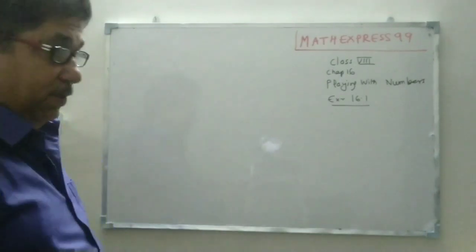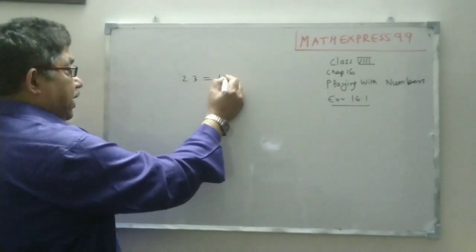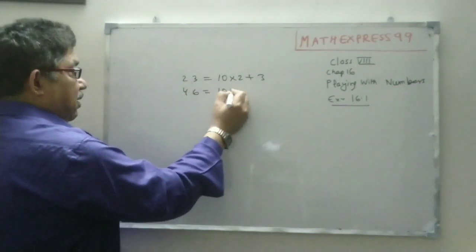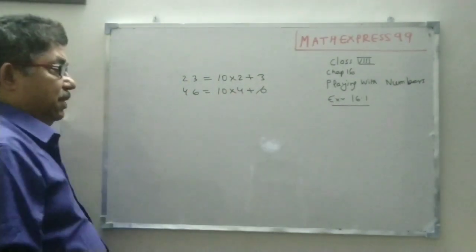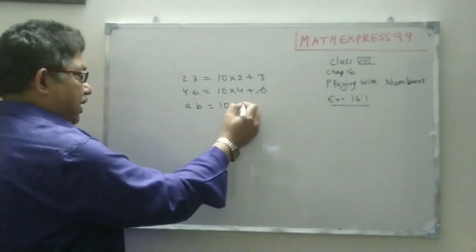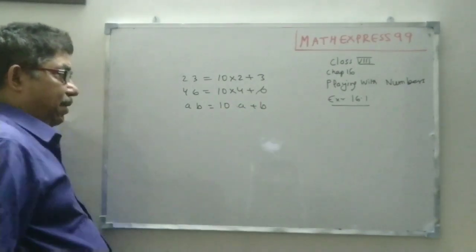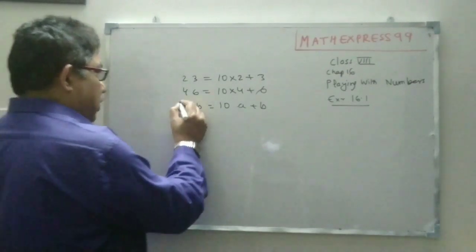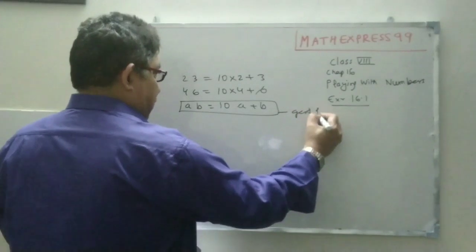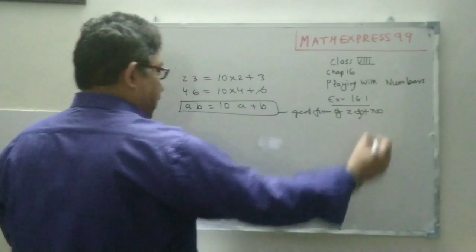Yes, we do know, but let us recall. So if you have a number 23, what do you write it as? You write it as 10 into 2 plus 3. If you have 46, you write it as 10 into 4 plus 6. So if we have a number AB, we will write it as what? 10 into A plus B, or simply 10A plus B. This is called the general form of a two-digit number.